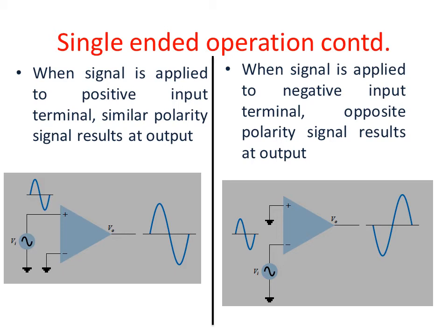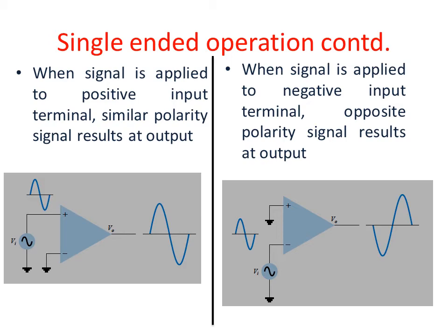So this gives us single-handed operation, where we keep one of the input terminals grounded and we can apply any type of waveform on the positive or the negative terminal of the OpAmp. This is actually called the single-handed operation.